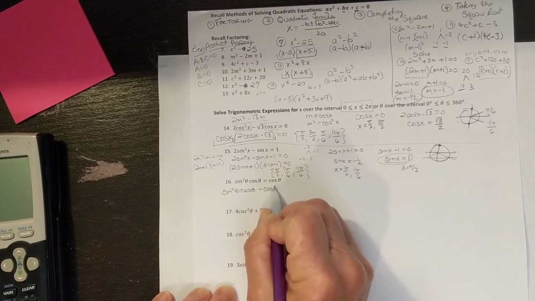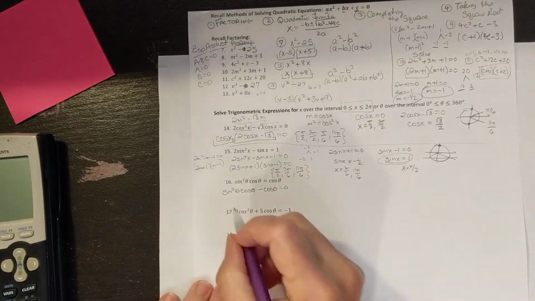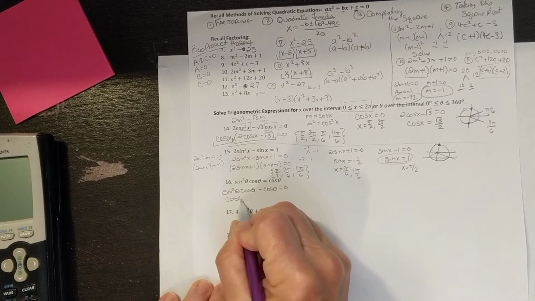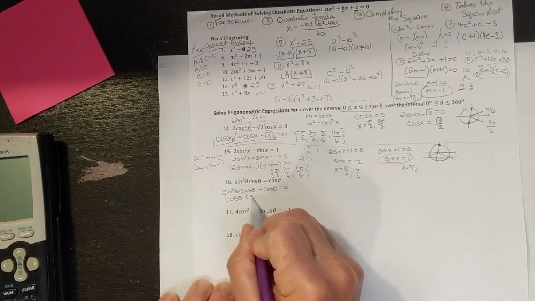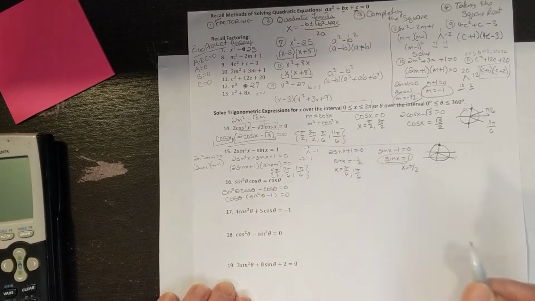Minus the cosine of theta is 0. And what could I do with that? Well, they have a common factor of cosine of theta. So let's factor him out. We have the cosine of theta. What are we left with? The sine squared of theta minus 1 equals 0.